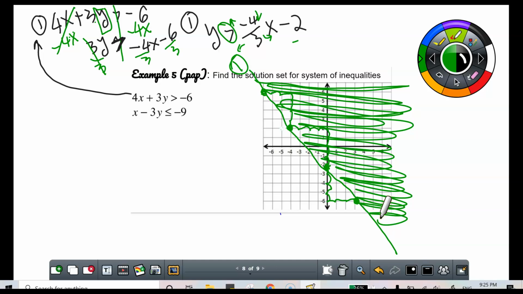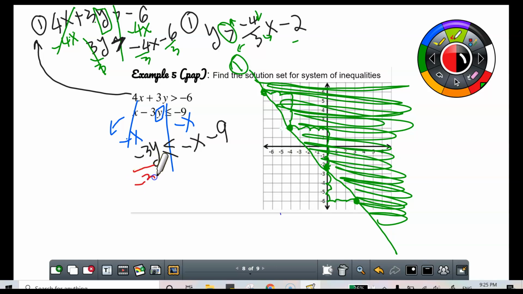And now let's do the second inequality, so be careful for the second one. Okay. First, write it into the standard way. We want the y to be by itself, so we're going to get rid of the x by subtracting. Do the same on the other side. So I have negative 3y less than or equal to negative x minus 9. Okay. And then we want to get rid of the negative 3 by division. Divide what? You want to get rid of negative 3, so you divide by negative 3. Do the same on the other side.